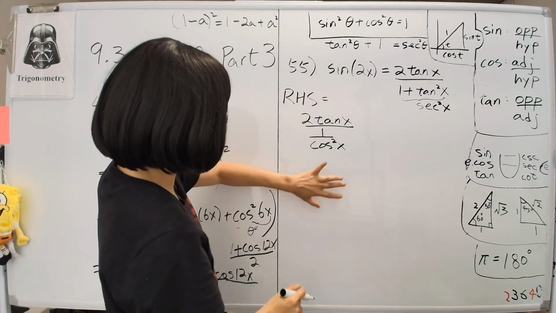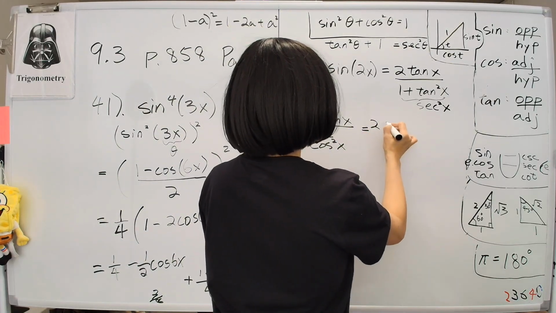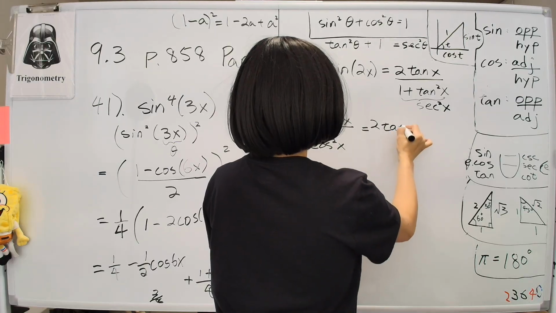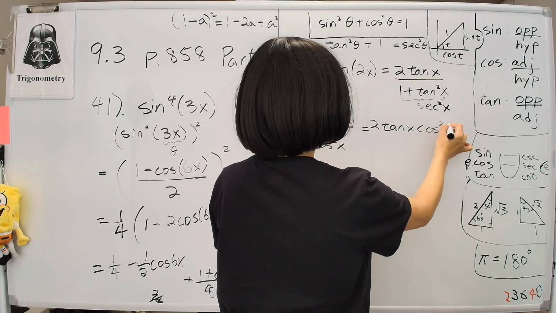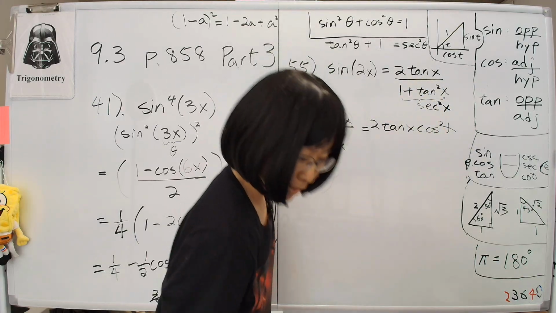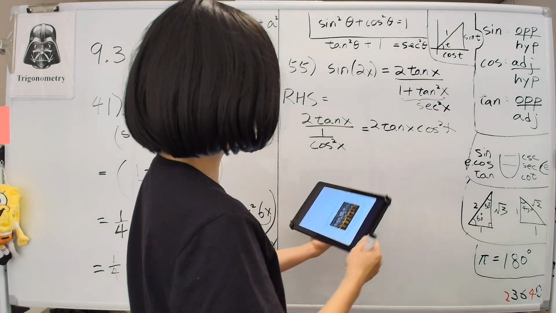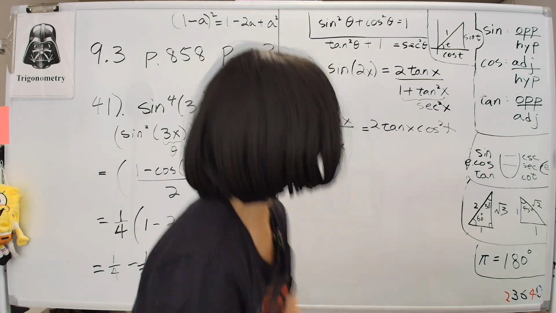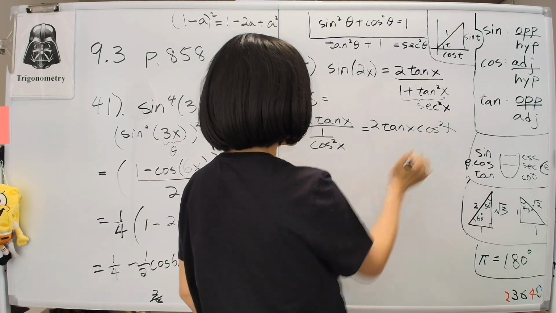And then to divide by something is to invert and multiply, which is equal to 2 tangent x times cosine squared x. I think I forgot something. Is there a square? Maybe I'm okay. I just want to make sure. Actually, I think I'm fine. Anyway, so that equals 2 tangent x cosine squared x.